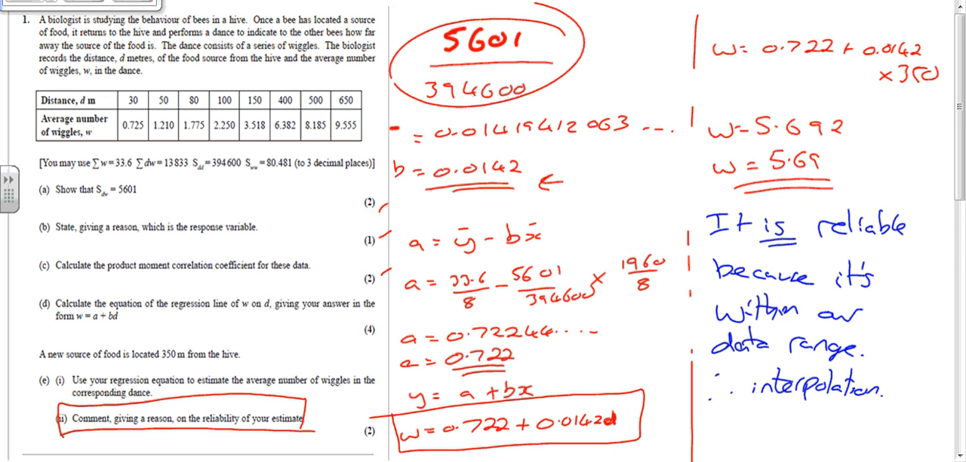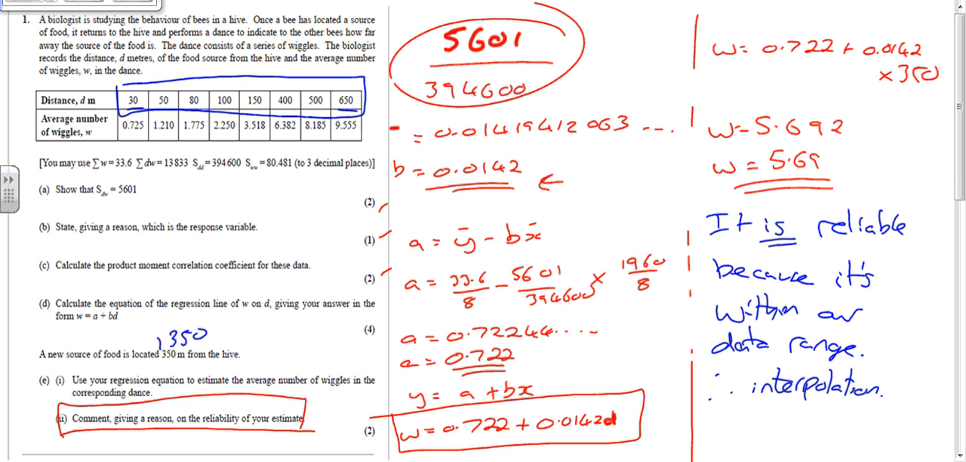So for this question, it's either going to be interpolation or extrapolation. Extrapolation is if they said, use your regression line to work out a distance of, say, 1,350. Now, 1,350 is well outside our data range of 30 to 650. So that would be unreliable because it's well outside the data range.